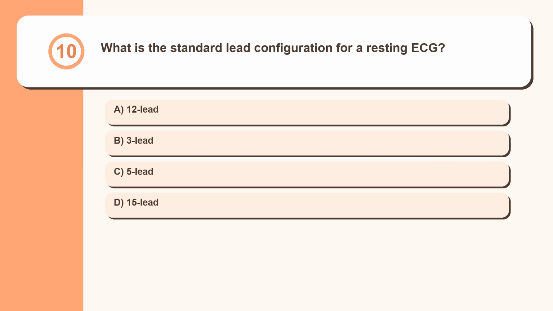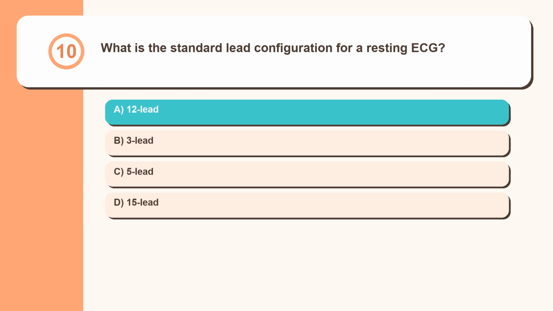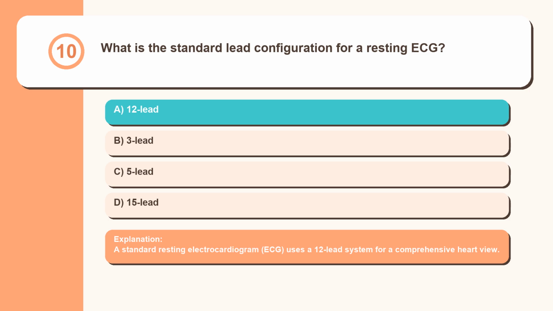Question 10. What is the standard lead configuration for a resting ECG? 12 lead, 3 lead, 5 lead, 15 lead. A standard resting electrocardiogram, ECG, uses a 12-lead system for a comprehensive heart view.